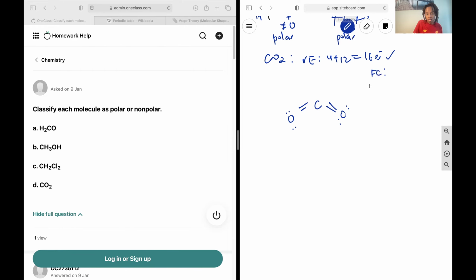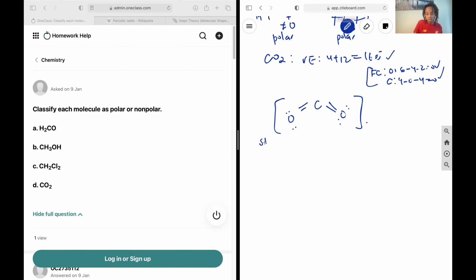Let's double check on our formal charge. On the oxygens, we'll have 6 minus 4 minus 2, giving us 0. And on the carbon, we'll have 4 minus 0 minus 4, giving us 0. And so both of our formal charges make sense, our valence electrons make sense. So this is obviously the correct structure.